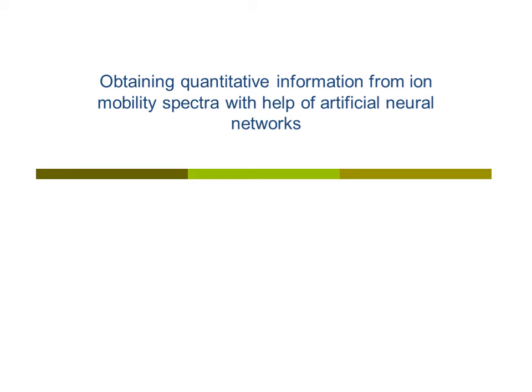Okay, this project is called Obtaining Quantitative Information from Ion Mobility Spectra with Help of Artificial Neural Networks. I will quickly explain what ion mobility spectrometry is, how the spectra look, and how we can use artificial neural networks in order to get quantitative information. This is a try. It's not sure whether it works, but it's also interesting to see whether artificial intelligence can also be used for these purposes here.